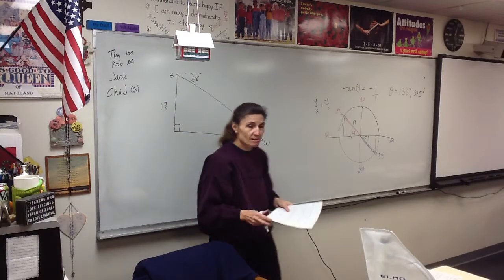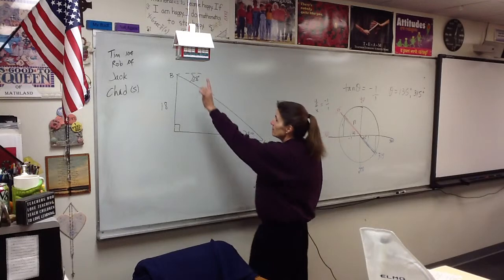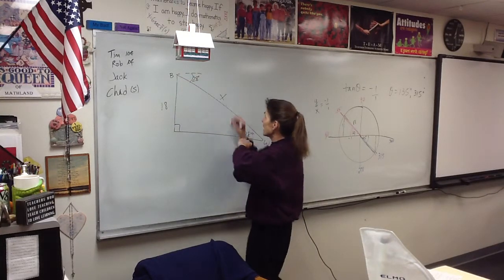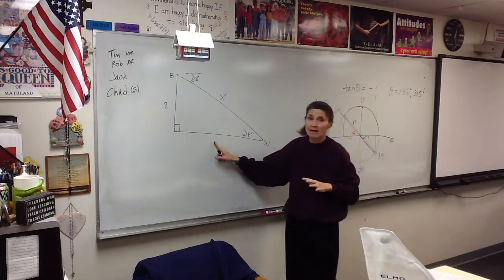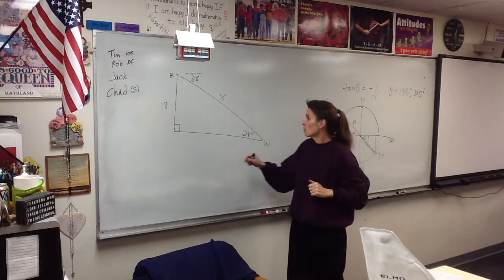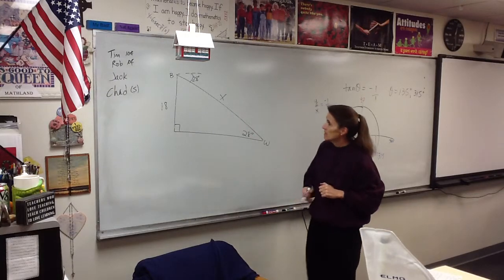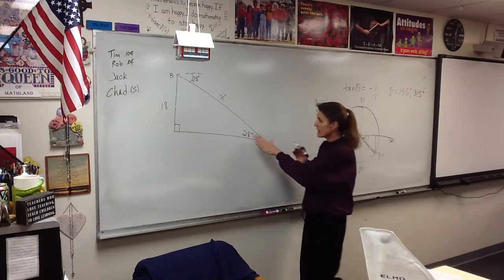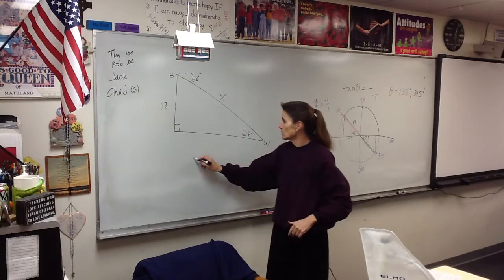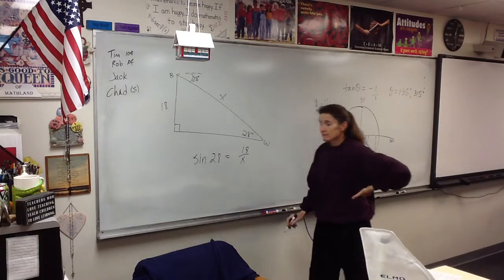How far is the bird from the worm? Okay, now be careful here. This is the bird, this is the worm. How far apart are they? This is x. This is not x. This is not the bird. This is the base of the tree. We want to know how far the worm is from the bird. That's x. So which function will I use? Here's my angle. This would be the opposite side and the hypotenuse. So we'll say sine 28 equals 18 over x.